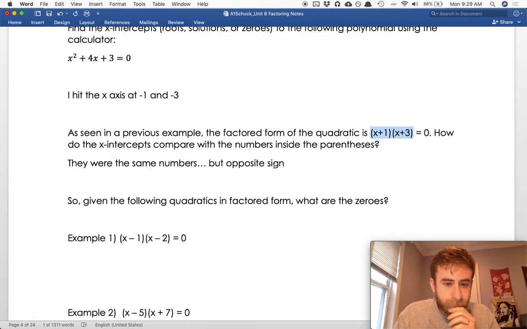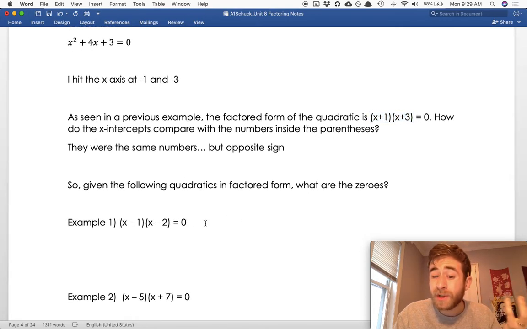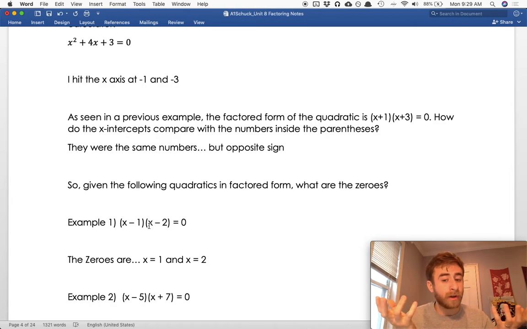So, given the following quadratics in factored form, what are the zeros? This becomes so easy because all you have to do is, if this is my factored form, the zeros are x equals 1 and x equals 2, because my factored form is x minus 1, x minus 2. So I know that the zeros or the solutions are just the signs flipped.